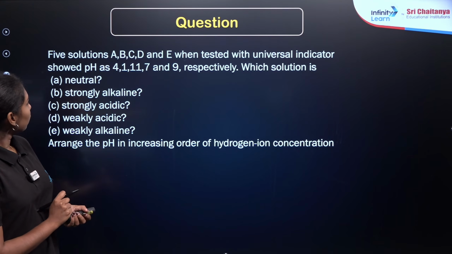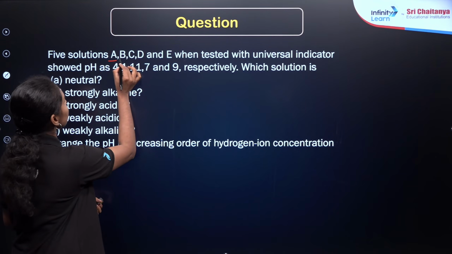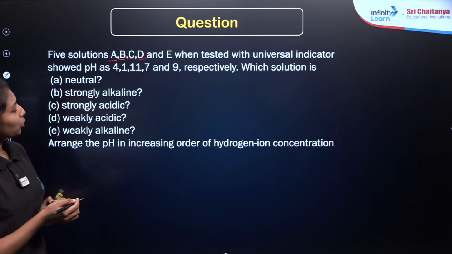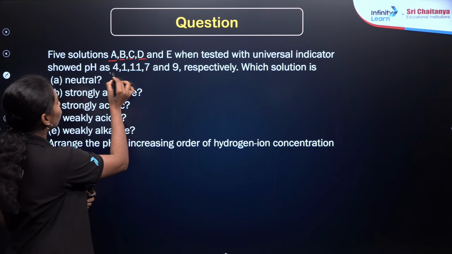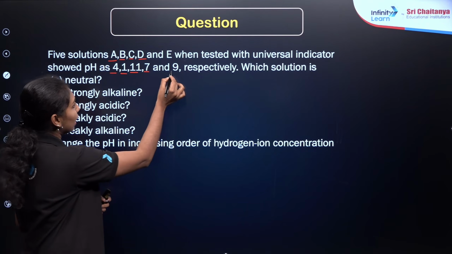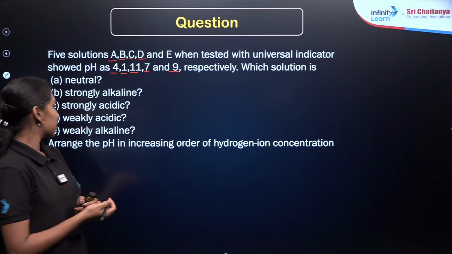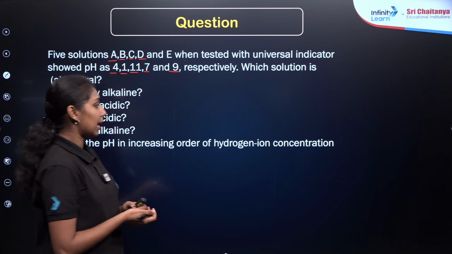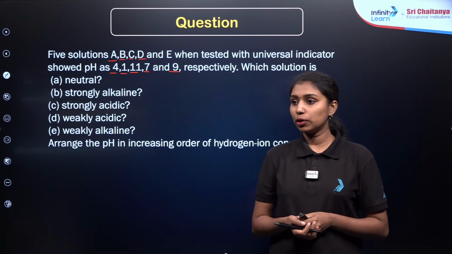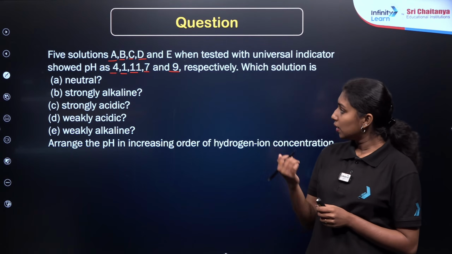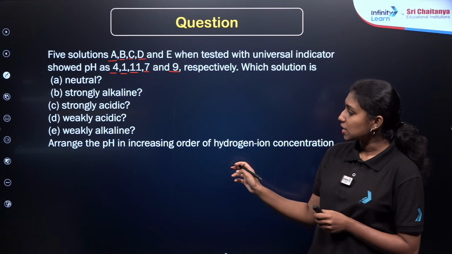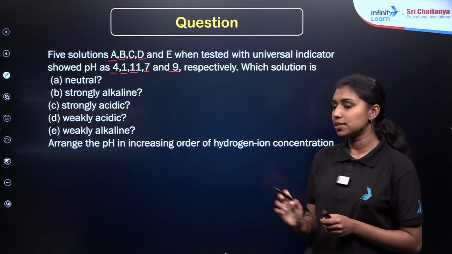Here is our next question. Five solutions A, B, C, D and E, when tested with universal indicators, showed pH 4, 1, 11, 7 and 9 respectively. Which solution is neutral, strongly alkaline, strongly acidic, weakly acidic and weakly alkaline? Then you need to arrange the solutions depending upon their pH. I mean, arrange the pH in increasing order of the hydrogen ion concentration.